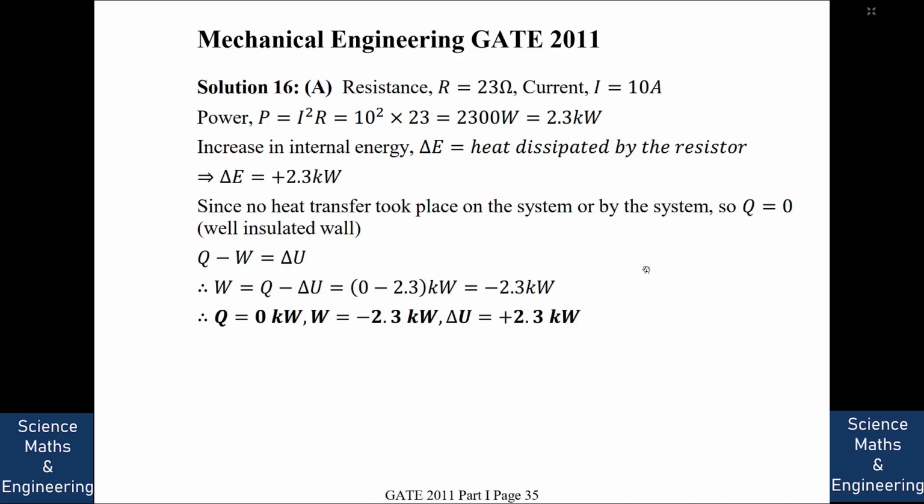Therefore Q is equal to 0, W is equal to minus 2.3 kilowatt, and delta U is equal to plus 2.3 kilowatt. So it is option A. So we'll go to the next question.